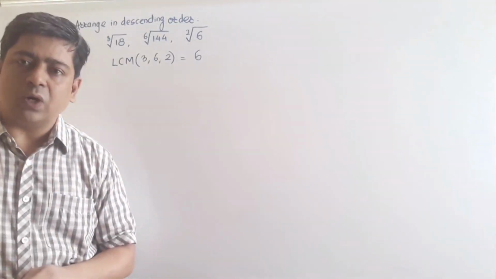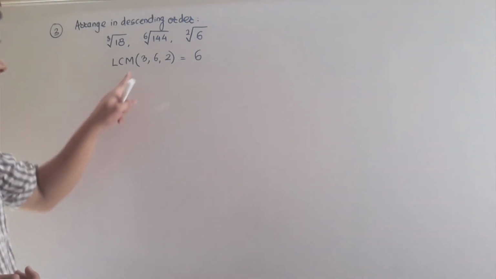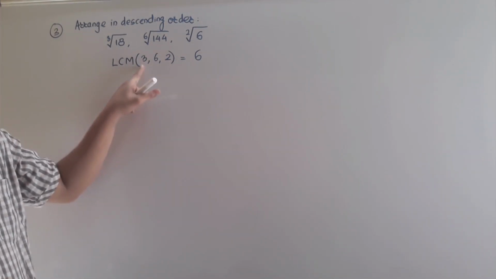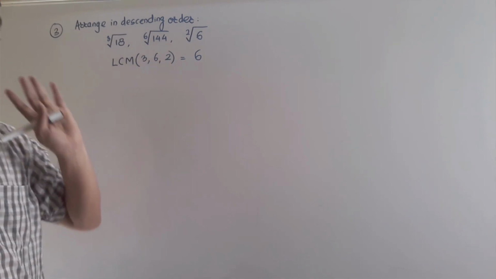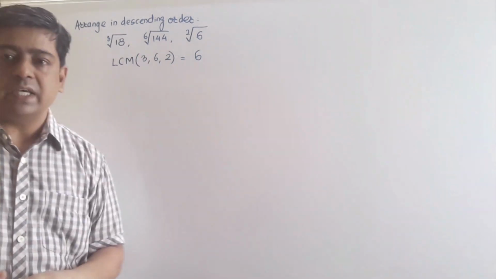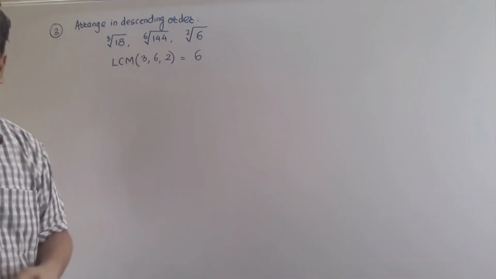Means I need to find the lowest value that can be divided by these three terms. Observe, 6 we can divide by 3, by 6 and by 2 as well. That is the lowest term, sorry, not biggest, that we can divide from all three terms.